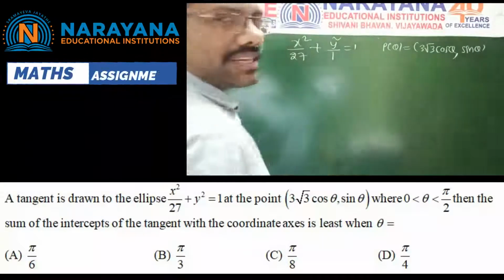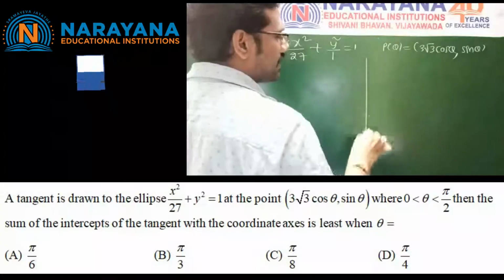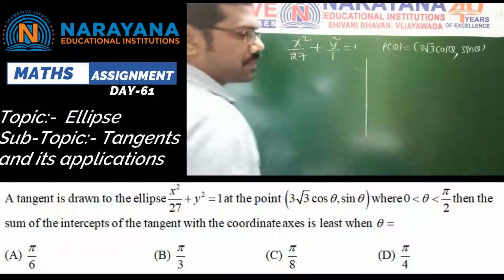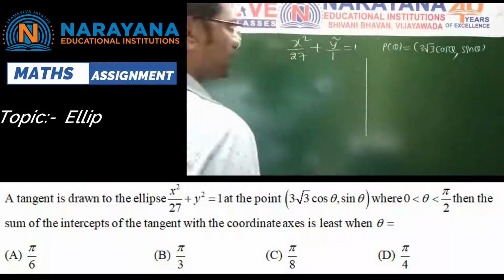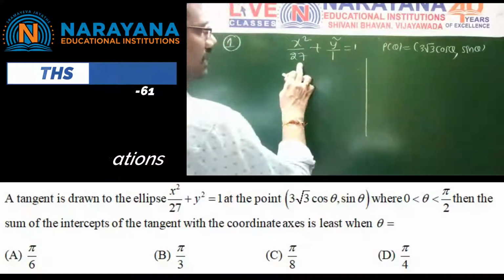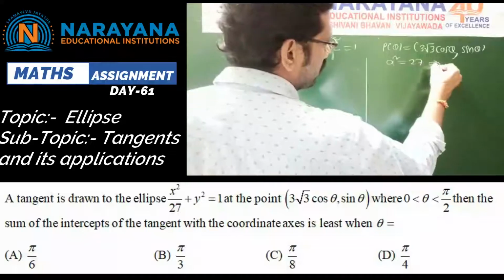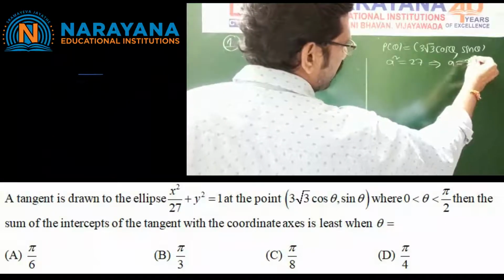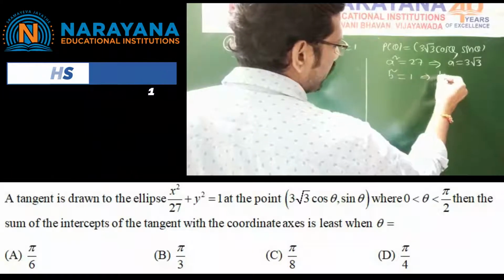First write the equation of the tangent at P of theta: x by a cos theta plus y by b sin theta is equal to 1. Here a square is equal to 27, that is, the value of a is equal to 3 root 3. B square is equal to 1, the value of b is equal to 1.